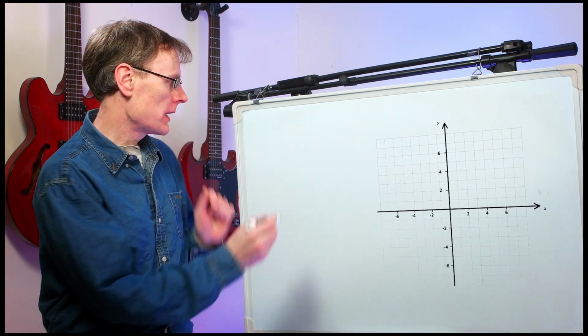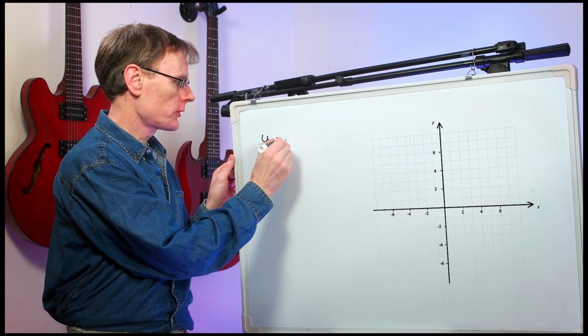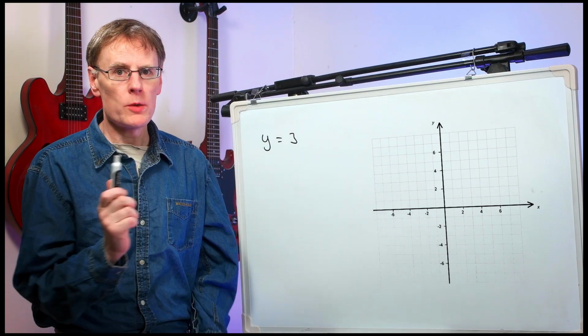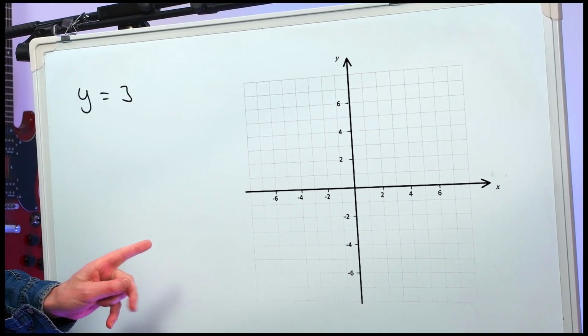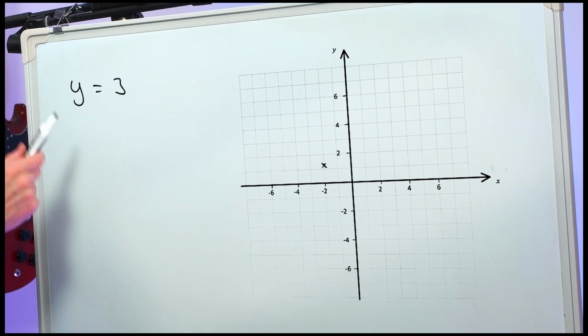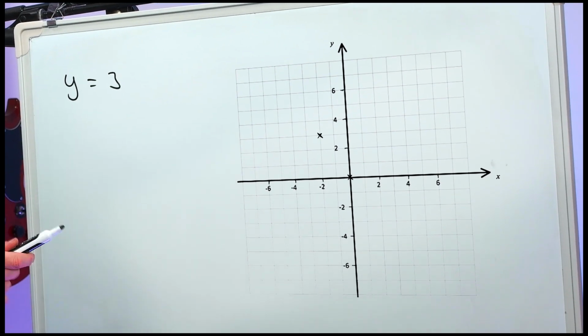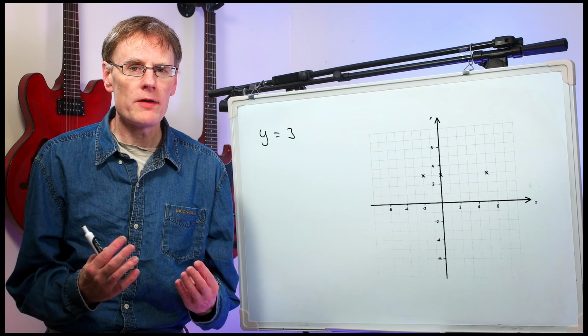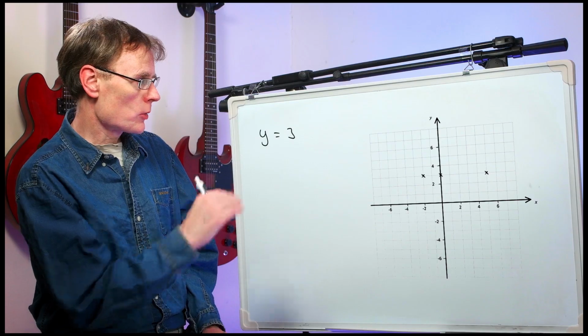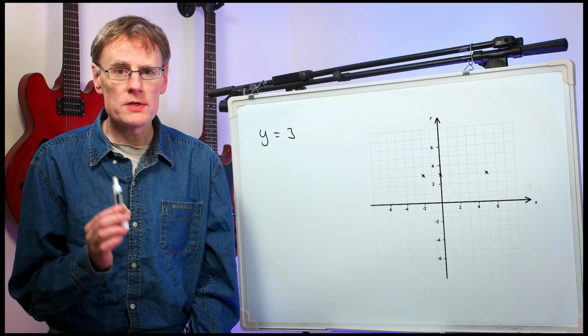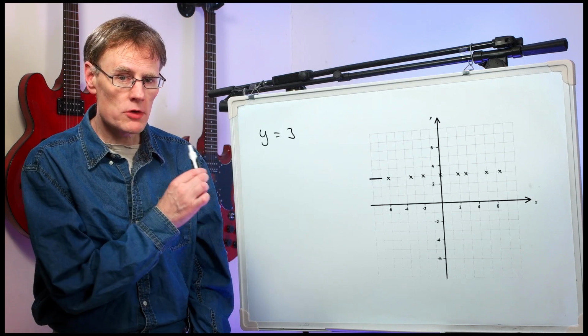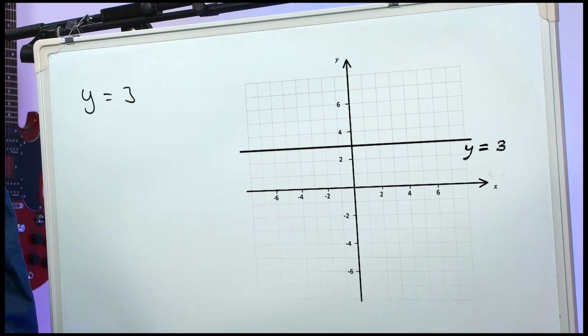Now, I'm sure you're familiar with, say, y equals 3. So we can take values of x. If x is minus 2, y equals 3. If x equals 0, y equals 3. If x equals 5, y equals 3. Whatever x is, y is always 3. It forms an infinite set of points, and that makes a straight line, y equals 3.